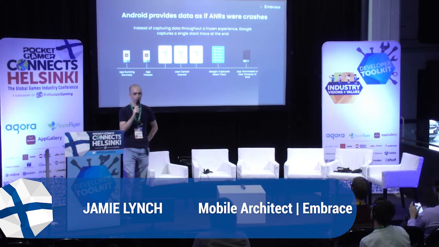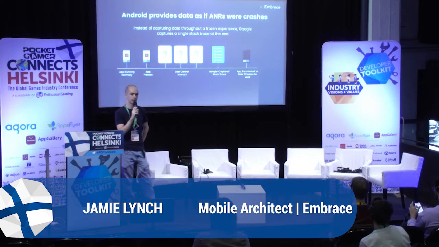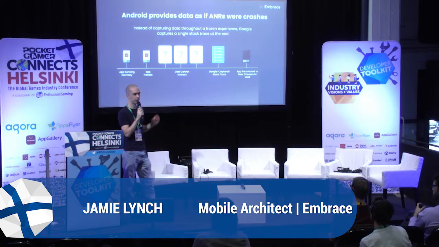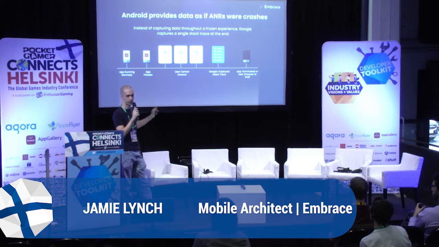A little bit about how Android actually provides the data for an ANR. Effectively, the Android OS just gathers a single stack trace at the end. In our example, we have an app running normally, then the user does something intensive, like loading a new level in your game. During that period, the main thread is blocked, so the user can't interact with the device; they're tapping it, but nothing happens. If that goes on for about 5 seconds, Google will capture a stack trace of the ANR, and at that point a dialog shows up. A user can choose whether to kill your app or wait for it to resume.